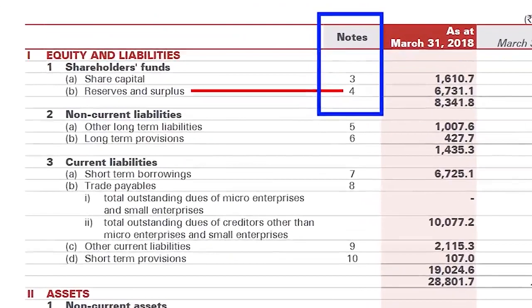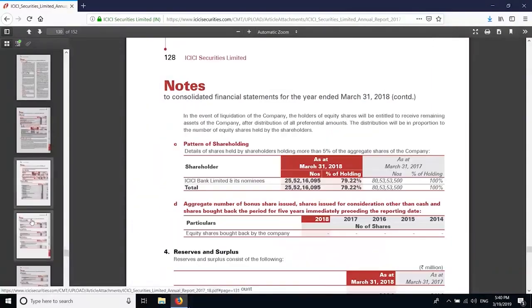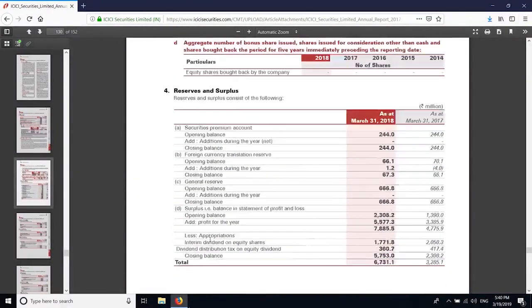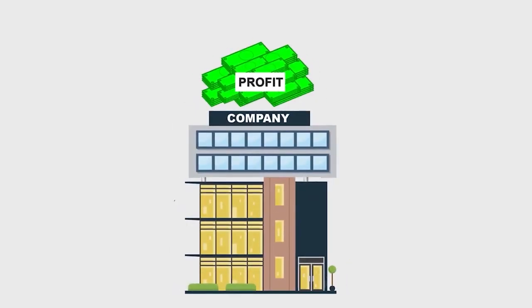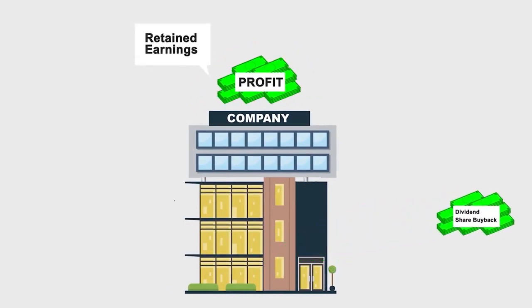Here, there is a column called Notes. You can see that the number 4 has been mentioned before reserves and surplus. To understand reserves and surplus in detail, you will have to go to note number 4. You will get this at the end of the balance sheet. Let us go to note number 4 to see how retained earnings are calculated. As we mentioned before, subtracting the dividend and share buyback from the net profit gives the retained earnings.